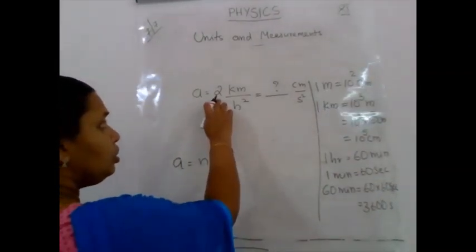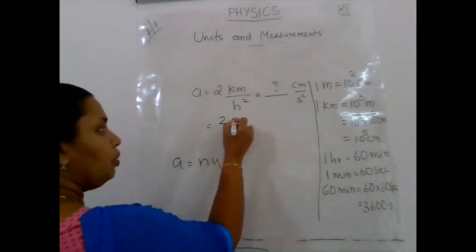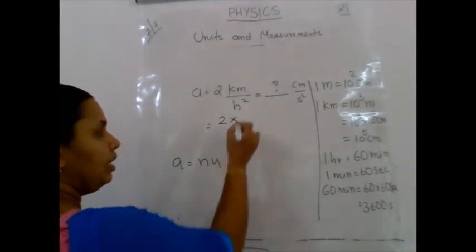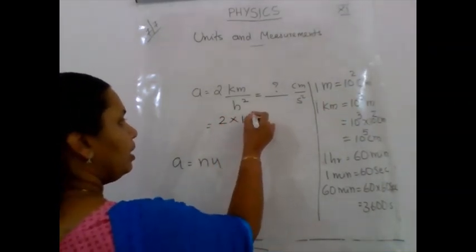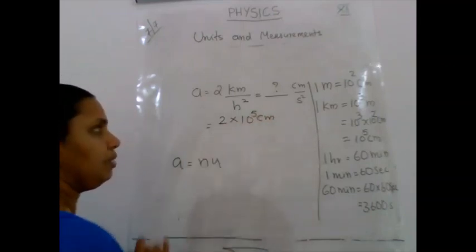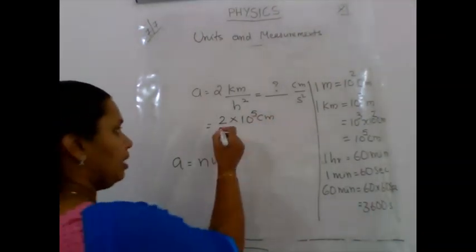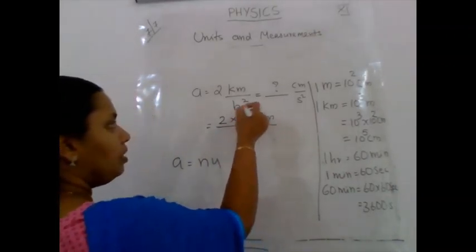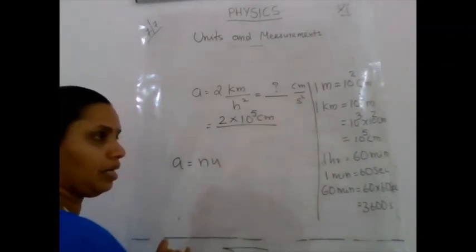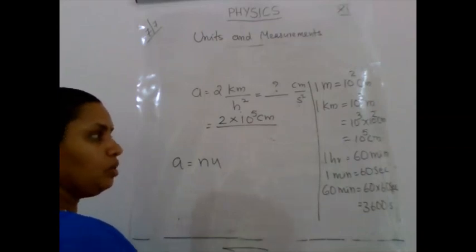So here 2 kilometer. So 2 kilometer is how much centimeter? 2 into 10 raised to 5 centimeter. Okay. Next, hour square to second square.